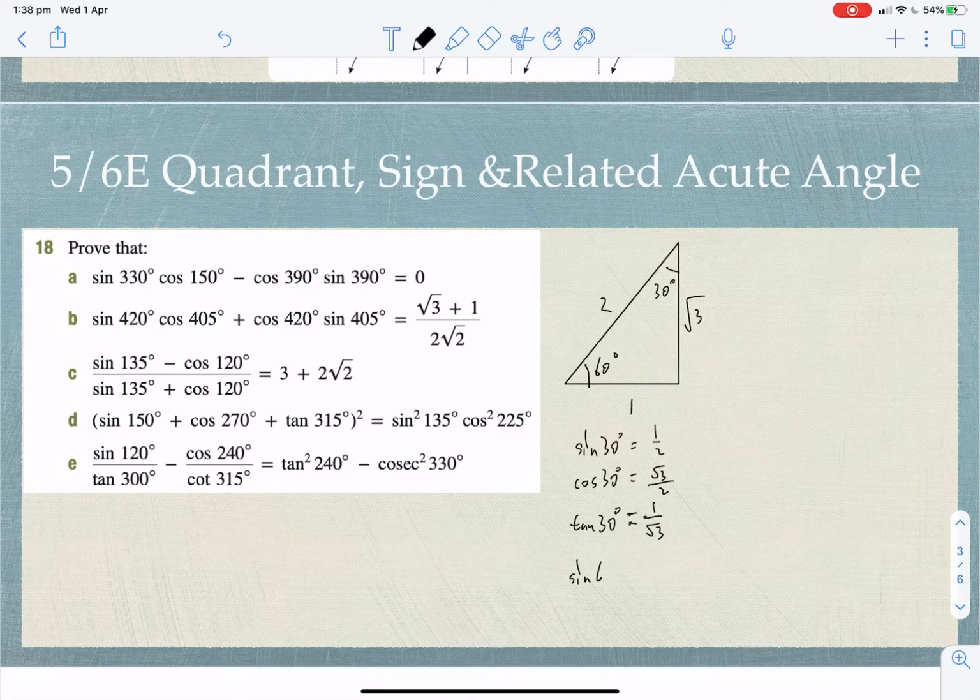And sine 60 degrees is root 3 over 2. Cos 60 degrees is half. Tan 60 degrees is square root of 3. So another triangle we need to remember.